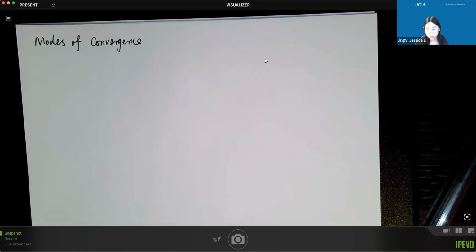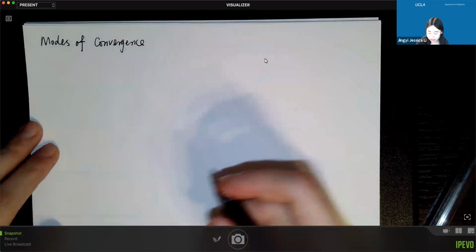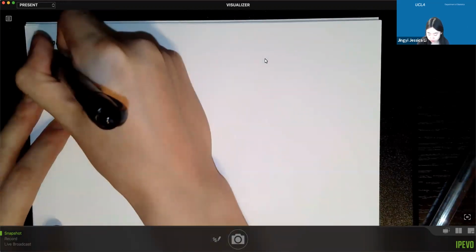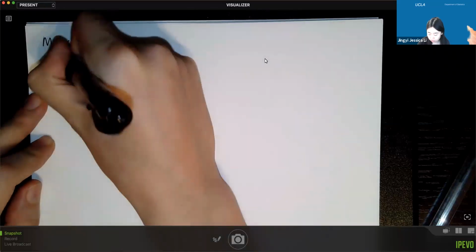So what I want to do is give you some realization of each mode, so that it will make more intuitive sense to you. Let's try to see how this will work. We try to make the abstract concepts more concrete. All right, so we'll define 4 modes of convergence. The first one is convergence in law.